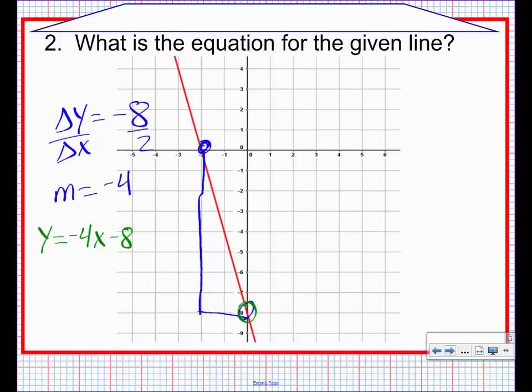If I plug in the point (-2, 0), I can check that this is correct.